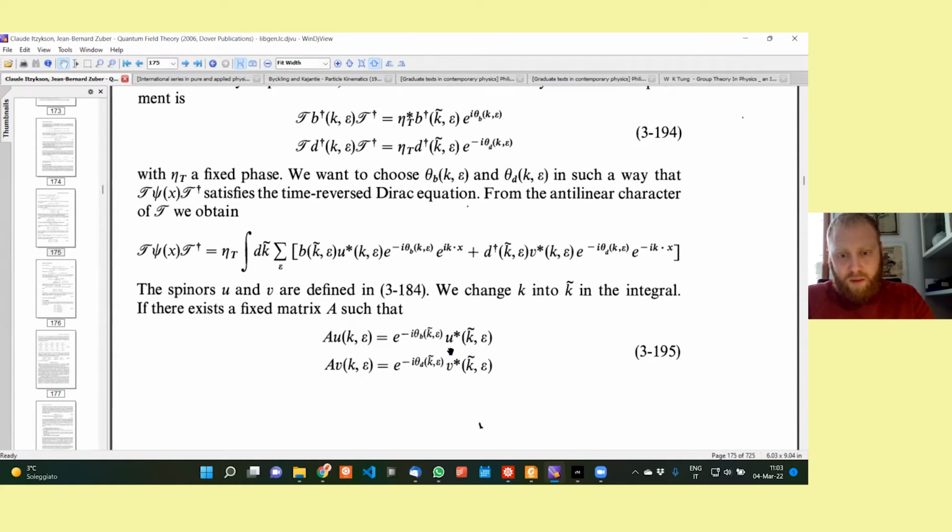So let's say that on the right hand side, since it has k tilde, the spinor is written in terms of k minus, you have to transform it back into k plus. So you have to actually revert. This is not put in any particular format, but this is the Lorentz invariant measure.